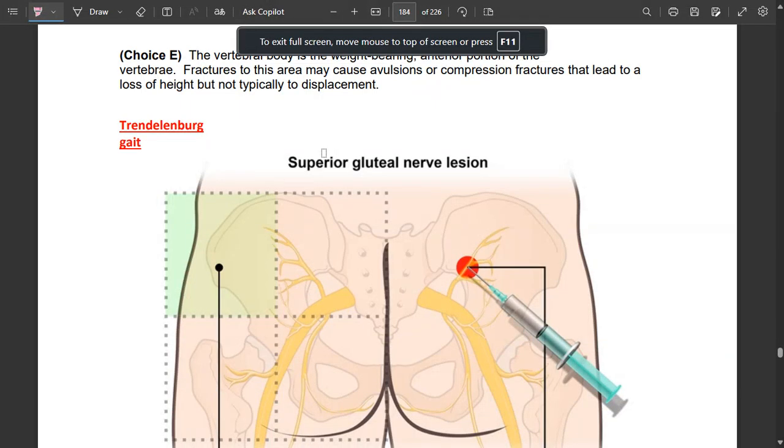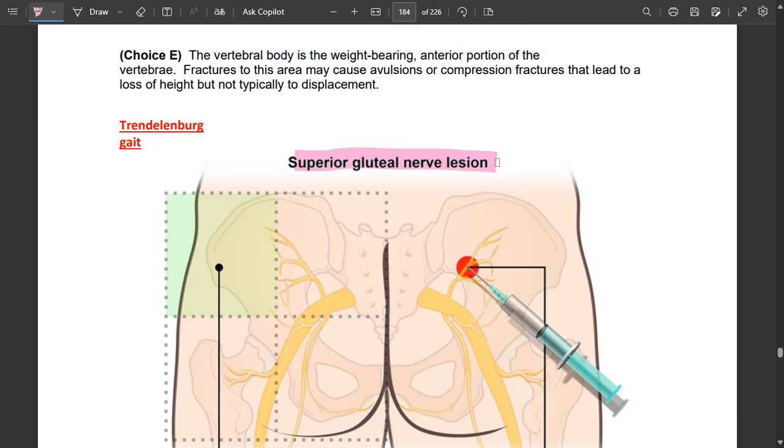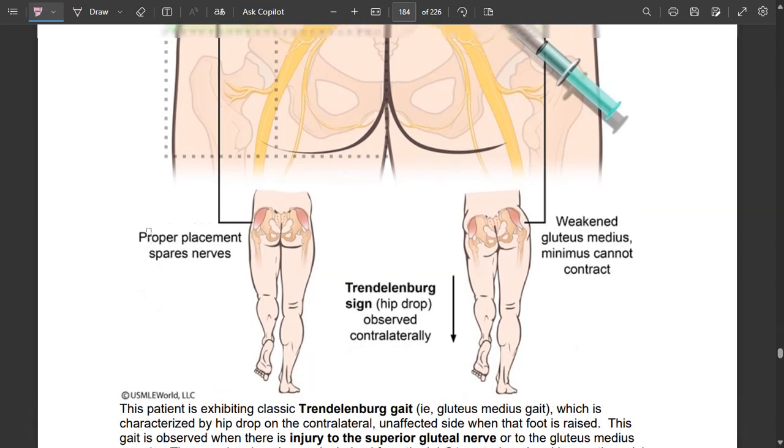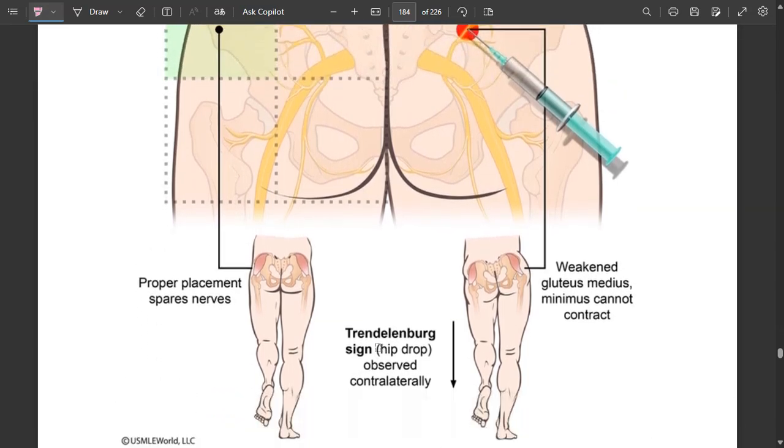Makes sense. So superior gluteal nerve injury can cause Trendelenburg sign or Trendelenburg gait. So proper placement spares nerves. Trendelenburg sign, hip drop, observe contralaterally, weakened gluteus medius cannot contract. So if there's weakness of the right-sided gluteus medius muscle, then it cannot carry the left-sided leg when the leg is brought upwards. So this is how Trendelenburg gait occurs.